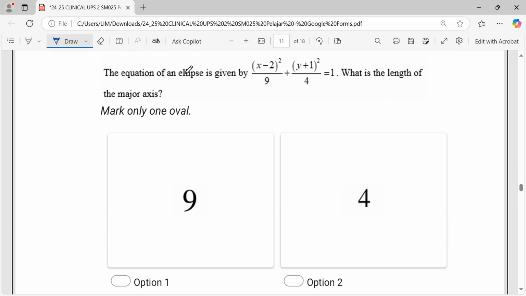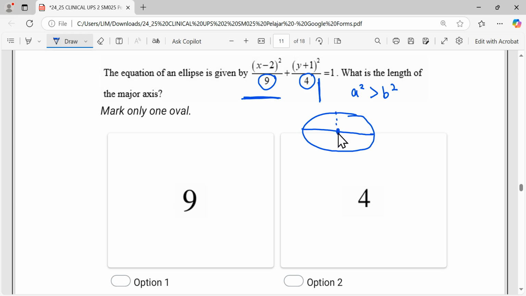Then the equation of the ellipse is given like this. What is the length of the major axis? So firstly, we need to see whether this is vertical or horizontal. So this value, 9 versus 4. 9 is the horizontal value, the one under x. This one under y is the vertical value. So the horizontal value is bigger. Your a square is bigger than b square, which means that your ellipse is horizontal.